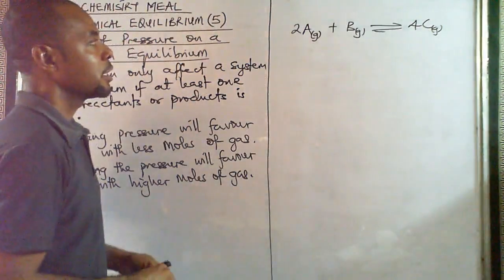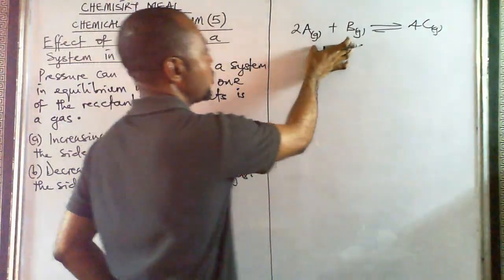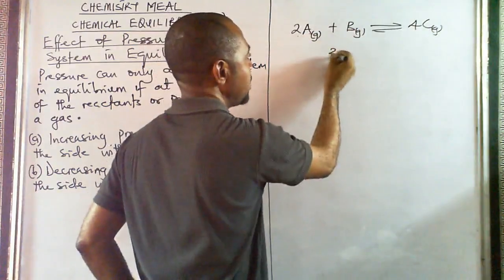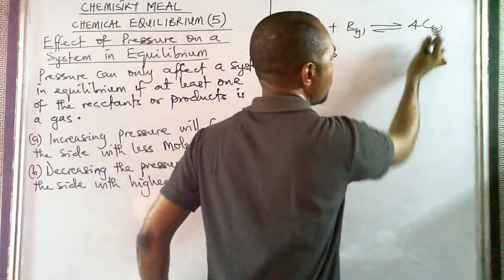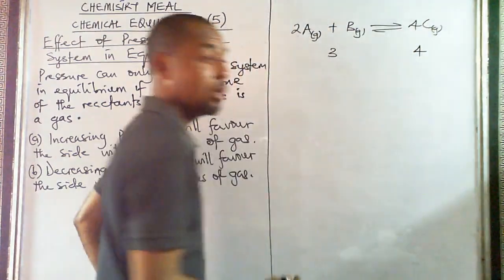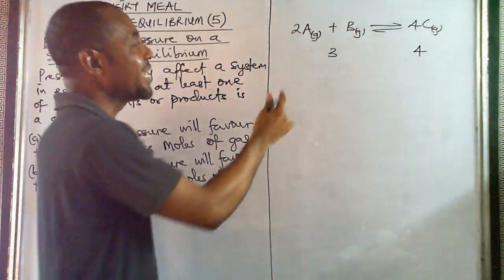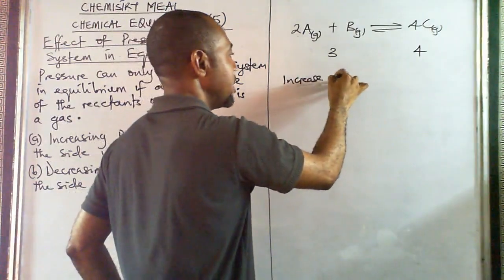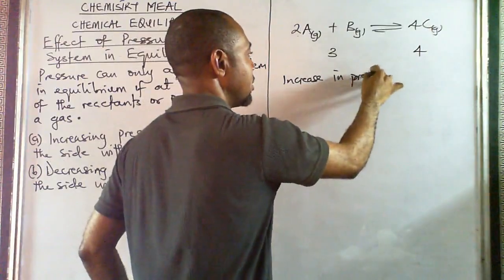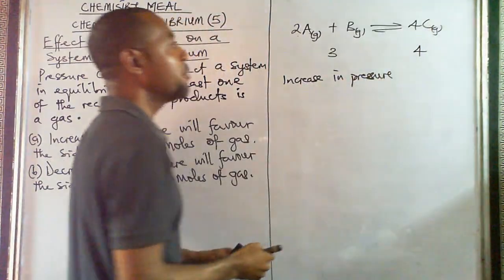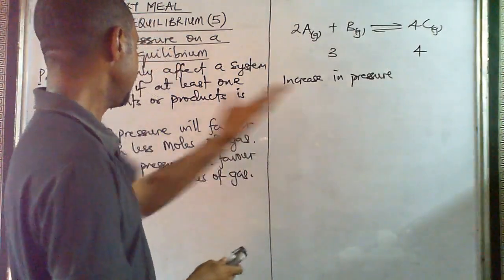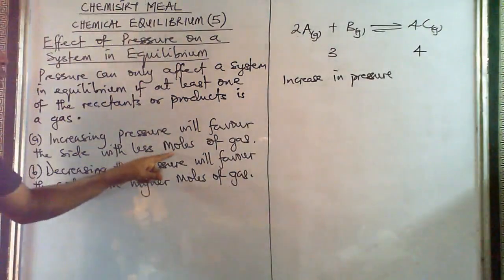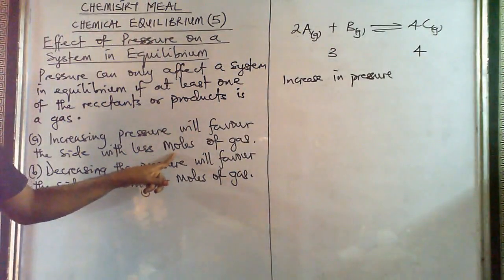Now, what is the total number of moles here? We have 2 moles of this gas and 1 mole of this gas, making it what? 3. The total number of moles of gas here is what? 4, right? Now, if we increase pressure, the equilibrium will shift to the side with less what? Number of moles of gas.